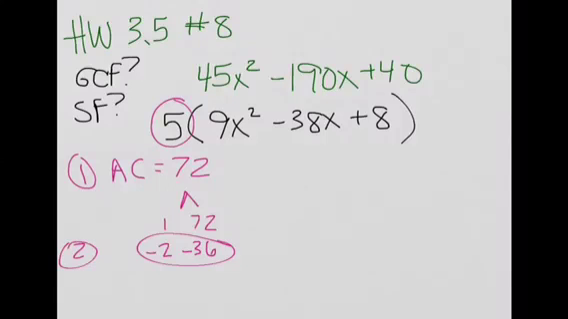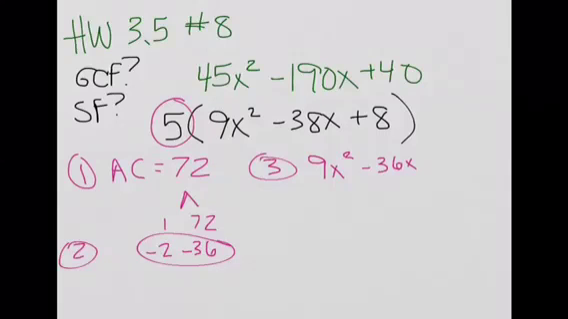So that was step number 2. Step number 3 is to rewrite it, breaking up the b term, splitting up the middle term. So I end up with 9x squared, and it doesn't matter the order I put them in. I'm going to go ahead and put the negative 36x first, because you might have been inclined to put the negative 2x first. It doesn't matter. I should get the exact same answer for the final step.